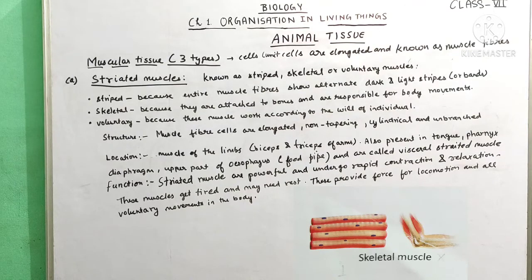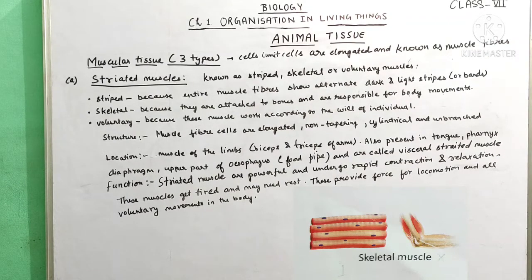You can see that there is a light space on the bundle of the skeletal muscle, and then there is a dark line. There is a light space, then a dark line, and in between these there is a nucleus inside the muscle fiber. Okay, that's why striated muscles are also known as striped muscle. Second is skeletal muscle. Striated muscles are also known as skeletal muscle because they are attached to the bones and are responsible for body movement.